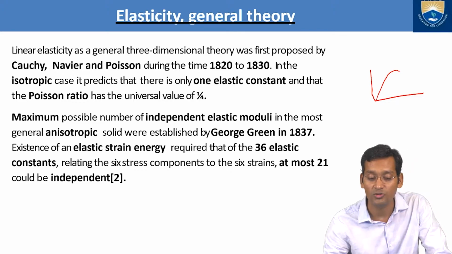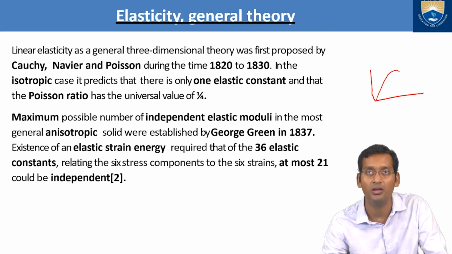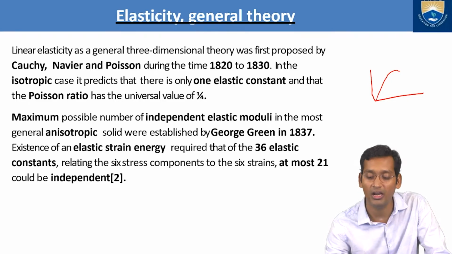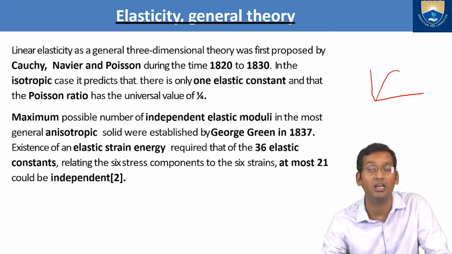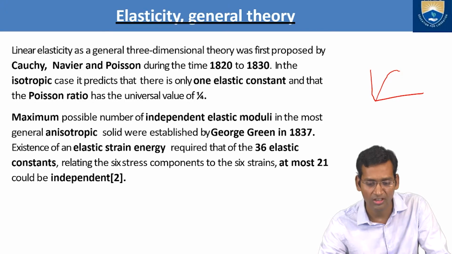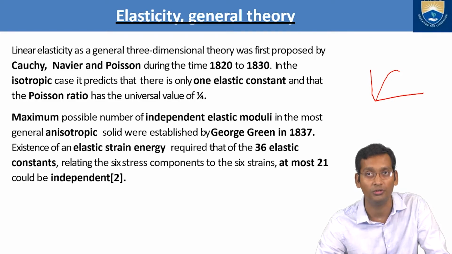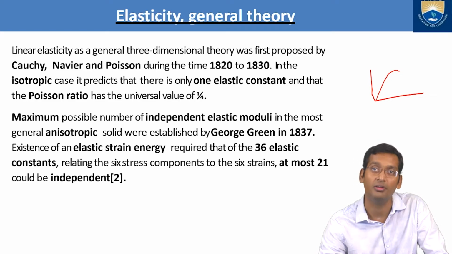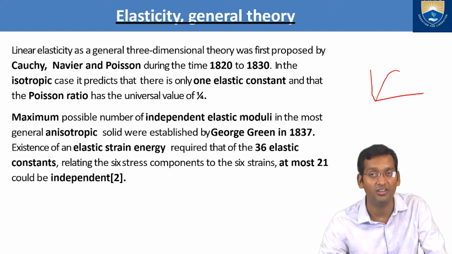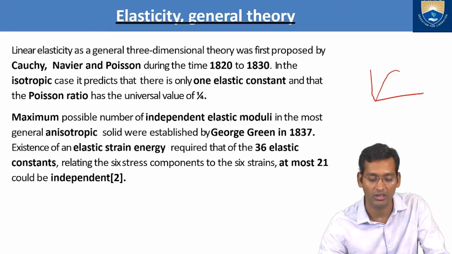Now in the isotropic case, it predicts that there is only one elastic constant, and that is the Poisson's ratio, which has a universal value of 1/4, that is 0.25. That is the universal value, but it can be different depending upon the condition.